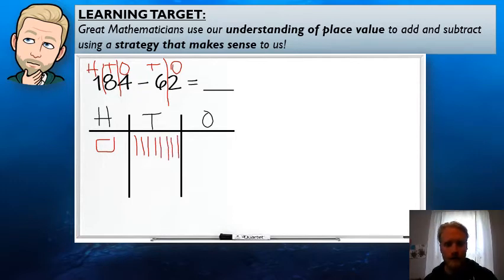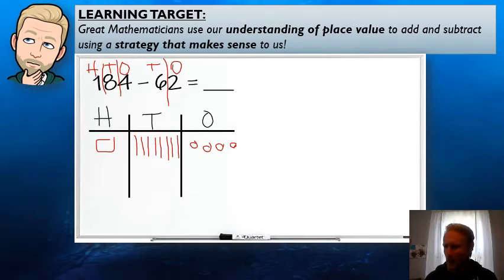All right, and I have 4 in the ones place. So 1, 2, 3, 4. All right, great. So it's 184 minus 62. What do I do next? Do I draw in 62 onto my HTO chart? Oh, good, you didn't get tricked. No, we're not going to add on 62. We're going to take away 62. So if we're going to take away 62, what place value should we start with?